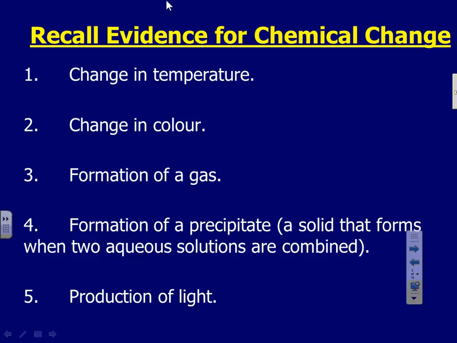Change in color, that's pretty obvious. Some dramatic new color is produced. Formation of a gas, it bubbles. I think we saw that all in that baggy science lab that we did. Formation of a precipitate. A precipitate is when a new solid is produced.